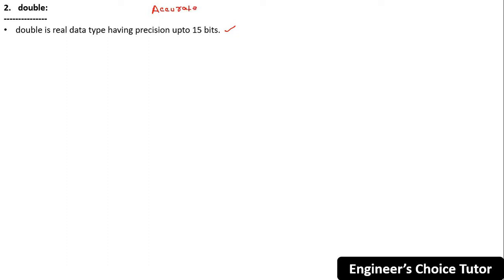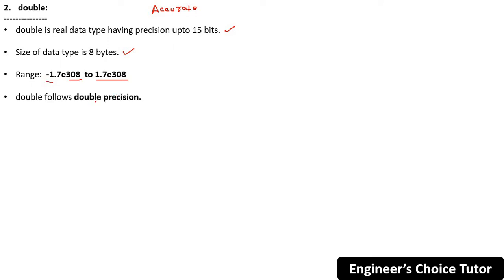And the size of this data type is 8 bytes. What is the range? The range is minus 1.7 E308 to 1.7 E308. And double follows double precision. What does double precision mean? 64 bits are used to represent the floating point number. That is why accuracy is more here in the double. Fine. Now let's see some examples.